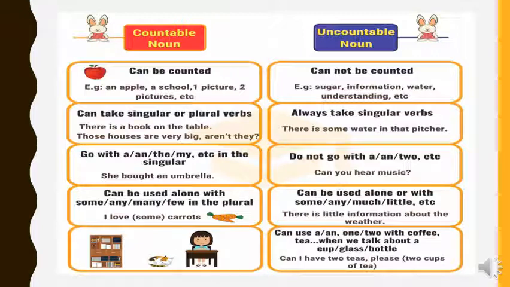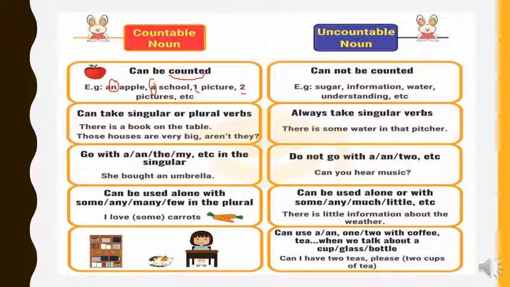First of all, let's see the difference in this chart between the countable and uncountable nouns. As you can see here, the countable noun is the noun that, as we said, can be counted. For example, an apple, a school, one picture, two pictures. So I can count the quantity, the amount.